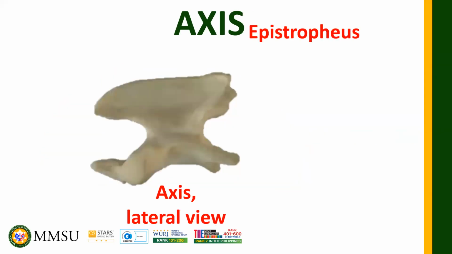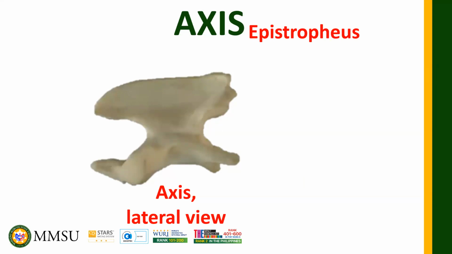And then we have the axis, which is the C2. It is also known as the epistropheus. So this is the second cervical vertebra, and it usually follows the atlas, no?